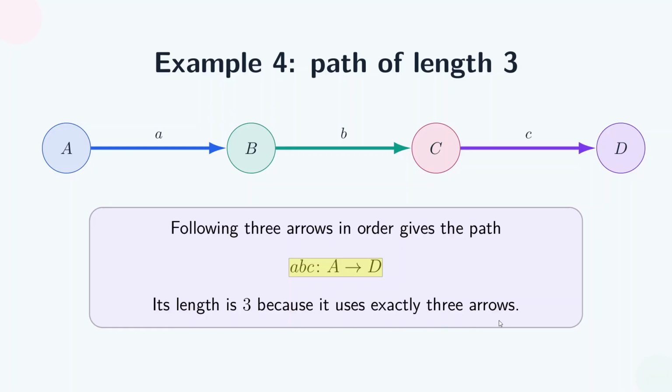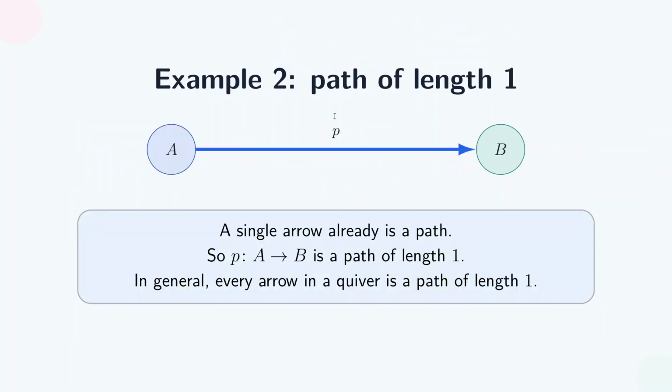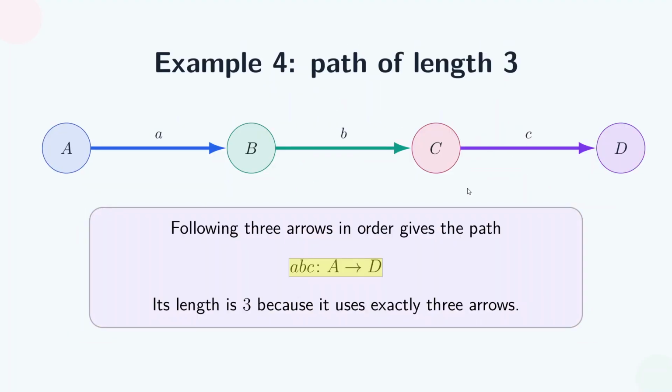So the general idea should now be becoming clear. A path of length 0 uses no arrows. A path of length 1 uses one arrow. A path of length 2 uses 2 arrows that fit together. And a path of length 3 uses 3 arrows that fit together in order. The length simply counts how many arrows we used.